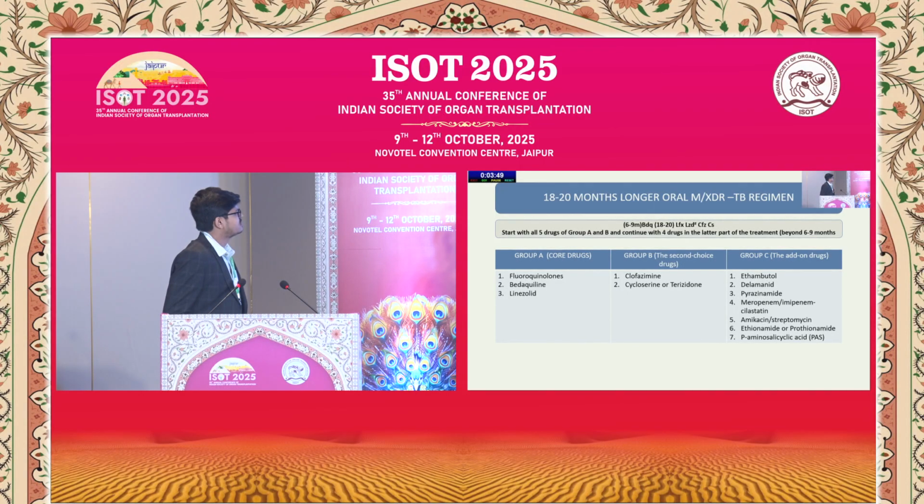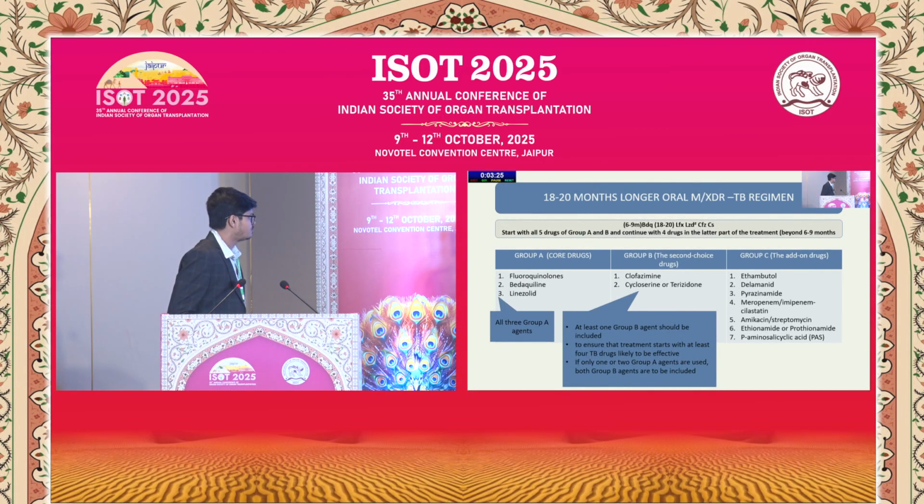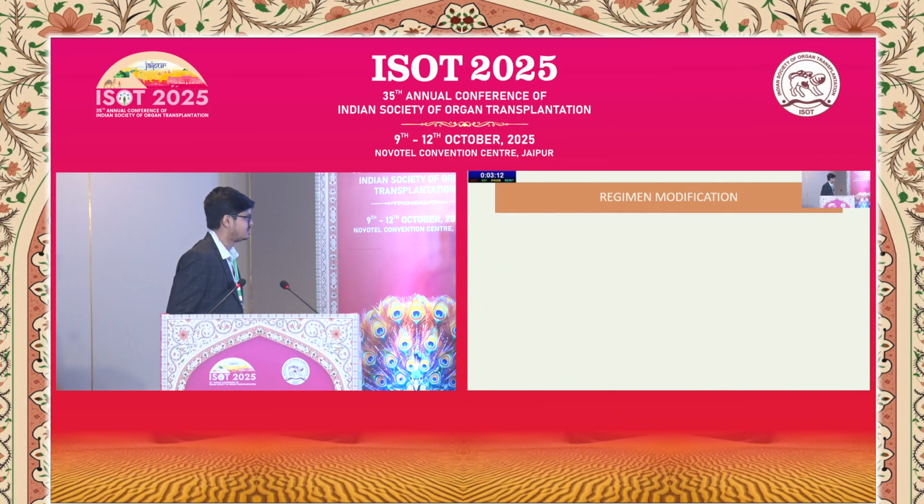Now, if a patient is on 18 to 20 months of longer oral regimen therapy, we need to start with 5 drugs from group A and group B. Group A is core drugs, group B is second choice, and group C is add-on drugs. So ideally, we should start with the 5 drug regimen from group A and group B. And in the continuation phase, after 6 to 9 months, we have to go ahead with the 4 drug regimen from group A and B. So we need to start all 3 group A drugs if possible, and at least 1 from group B. If we cannot use all the group A medications, we have to add both the group B medications. And group C is added if we cannot use all 5 from group A and B.